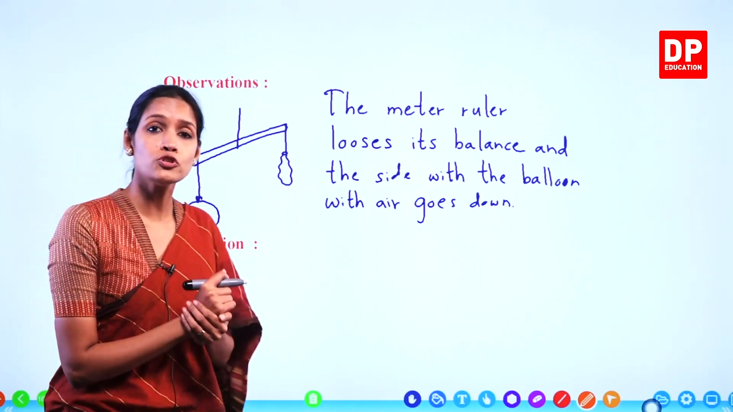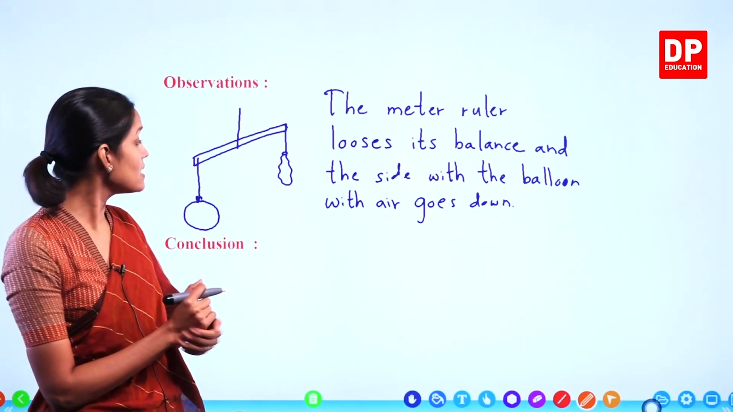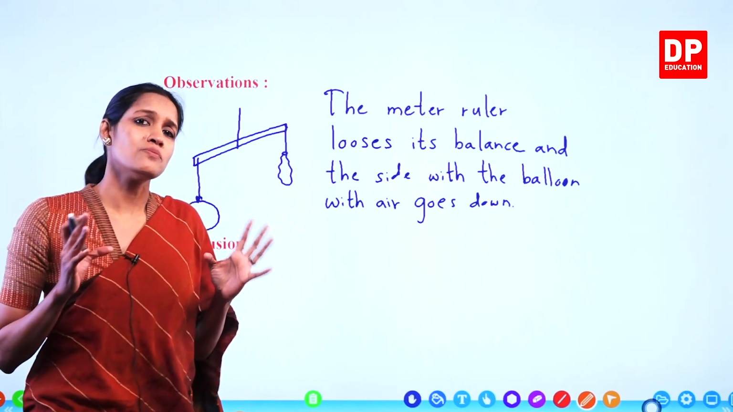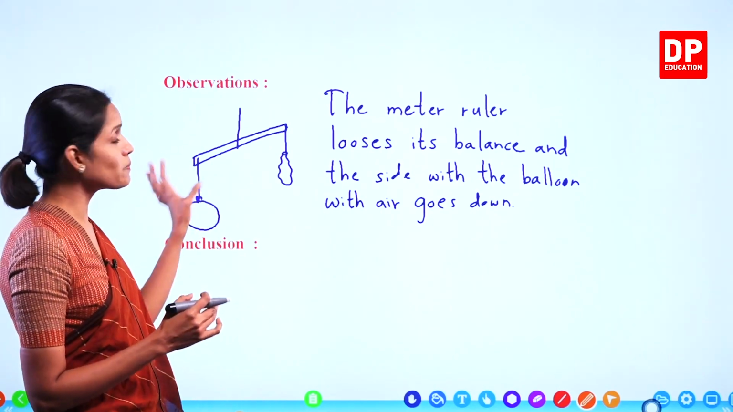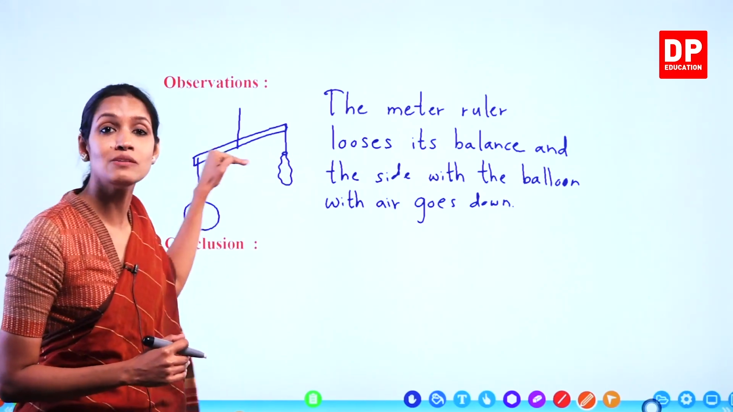So what is the conclusion? What is the decision that you all can come up with after doing this experiment, children? This happens because air has a mass. Just imagine if air doesn't have a mass, what will happen? It won't make any change. With or without sending air out, it should still be balanced.